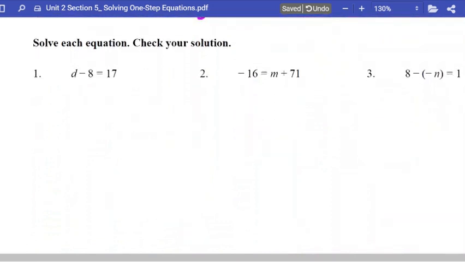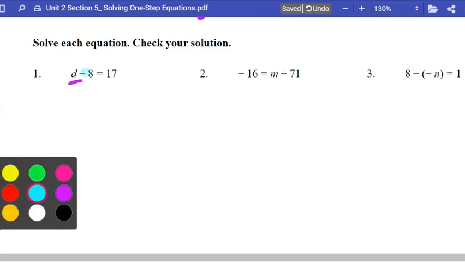Let's do that on number 1. So number 1 says d minus 8 equal 17. Well, what I'm thinking about is I want to solve, find out what d would be to make this true. And that means I need to get d by itself. So the question I'm going to ask myself is, what's keeping the d from being alone? And I would say that it's this -8 that's in the way. So what's the 8 doing to the d? It's being subtracted. So I'm going to do the opposite. I'm going to add. So now we're going to add 8.